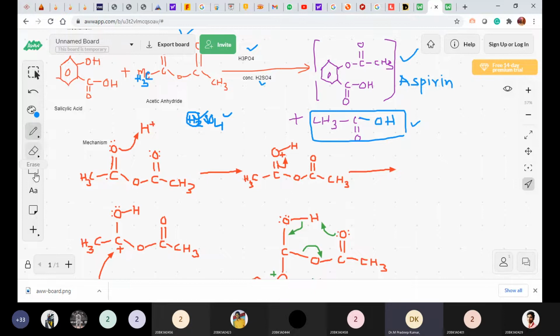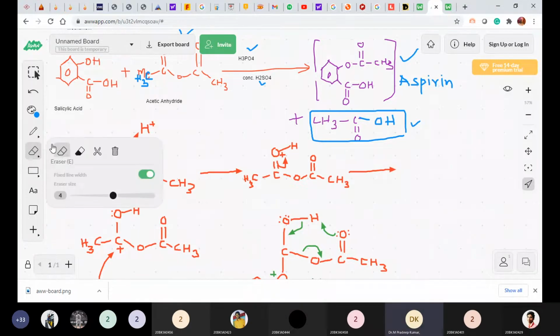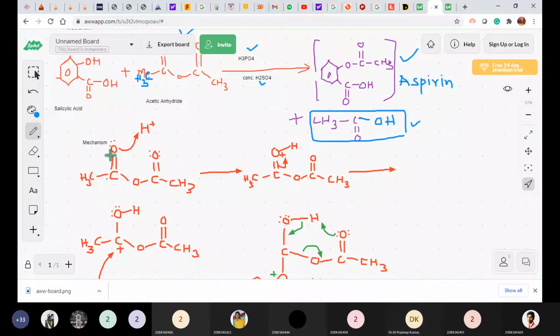Did you understand? So the solution contains hydrogen ions because the medium is acidic. Now what happens? We have two lone pairs on this oxygen and two lone pairs on this oxygen. So this oxygen abstracts one hydrogen ion from the solution. You can see here the arrow. It is known as abstraction. This oxygen donates one lone pair of electrons to abstract one hydrogen ion from the solution. Understood?